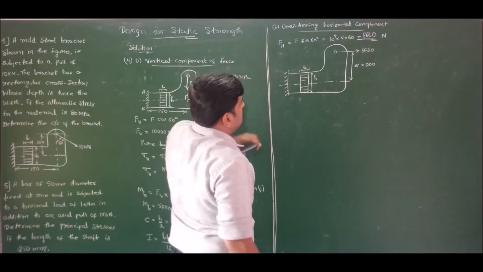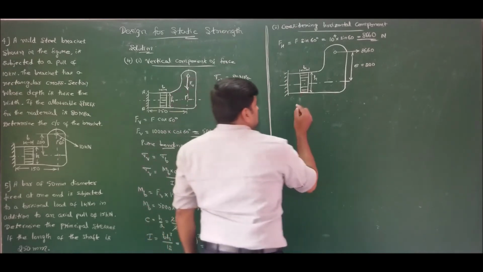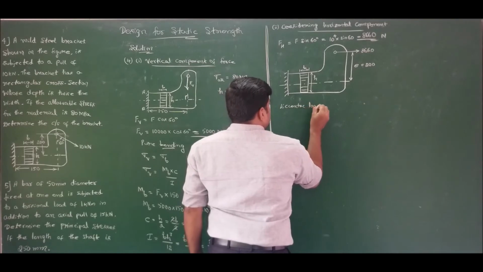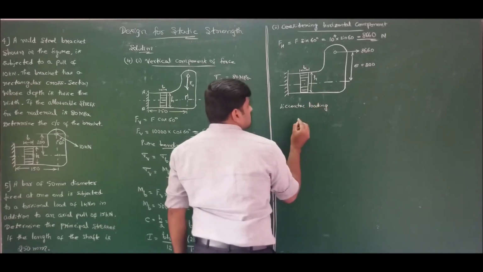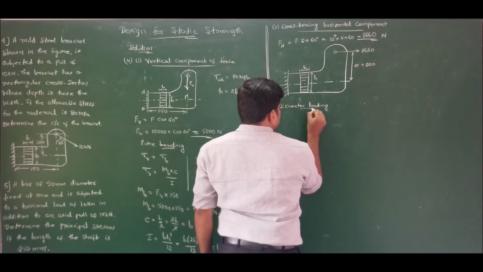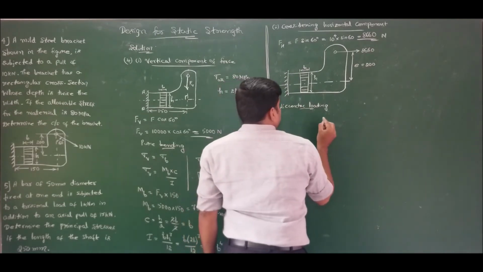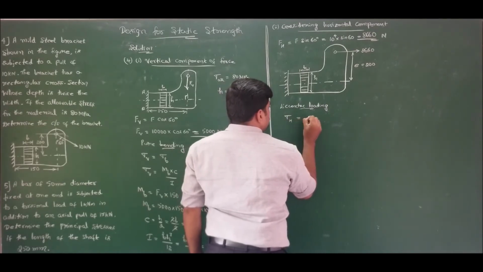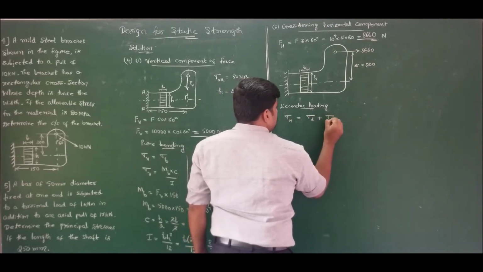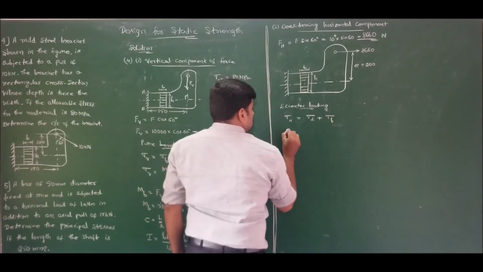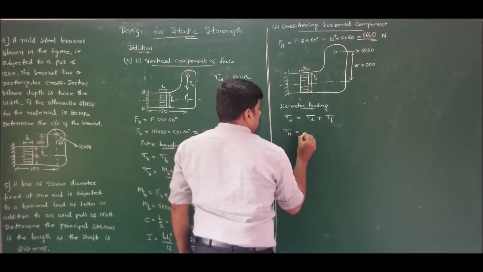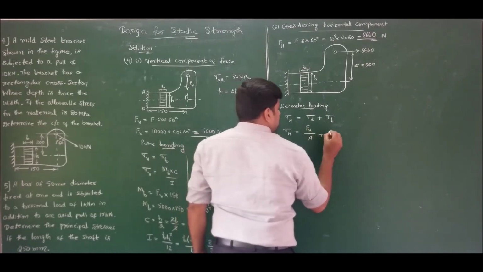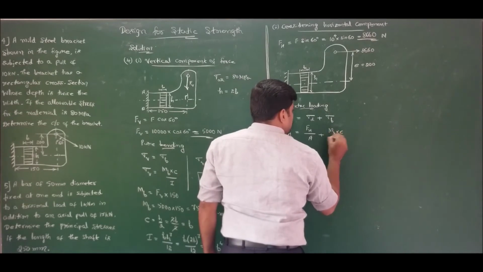Now if you observe, this is the case of eccentric loading, that is, the load line is parallel to the centroidal axis with eccentricity e. For eccentric loading, the stress induced due to horizontal force will be the sum of direct stress plus bending stress. So the stress induced due to the horizontal component will be direct stress, that is F horizontal by area, plus bending, that is M_B into c by I.